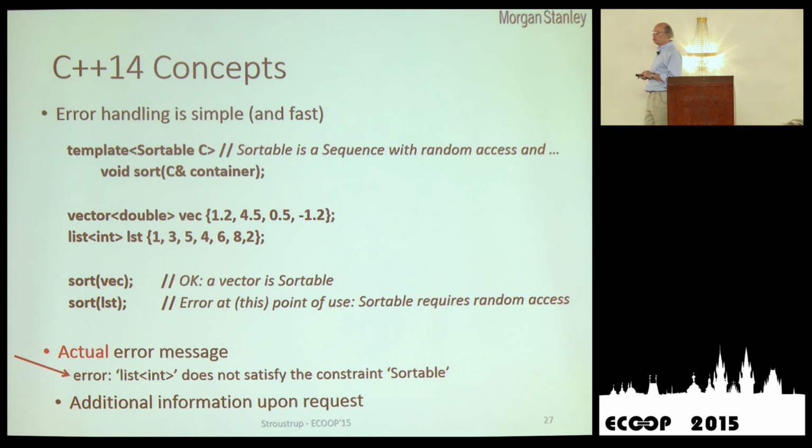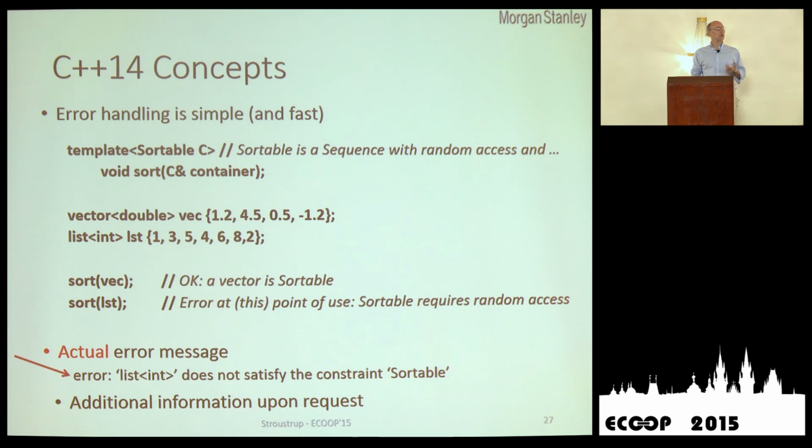And let's take 2 containers. I take a list, I take a vector, and I try to sort them. I sort the vector. Is a vector sortable? The compiler checks. Is it a sequence? Yep. Does it have random access? Yep. Can you compare the elements? Let's see, the elements were integers. Yes, we can do that.